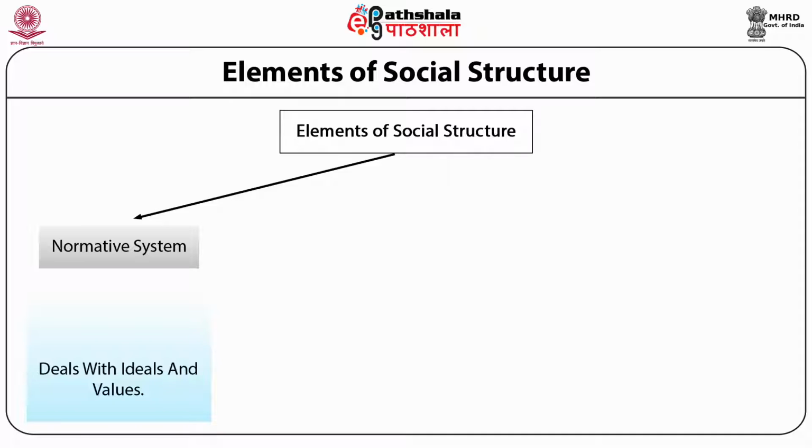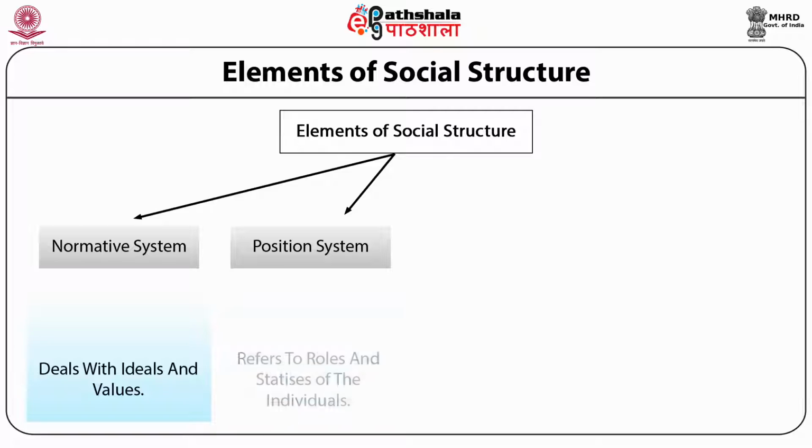So social structure can also be understood as a position system. It means the roles and statuses of the individual. We are all human beings, individuals. Every individual has a certain role and a status. What is my status? What is your status? And my role depends upon my status, like father, mother, husband, wife, children. What is the status of a child in a family? So that status determines his role.